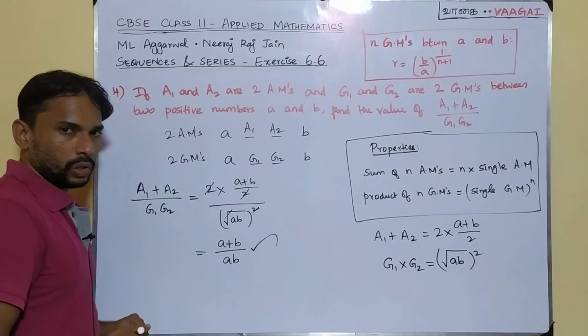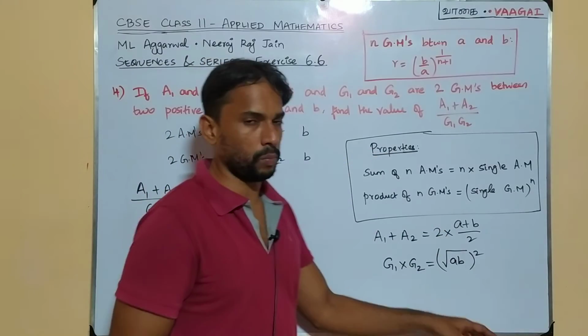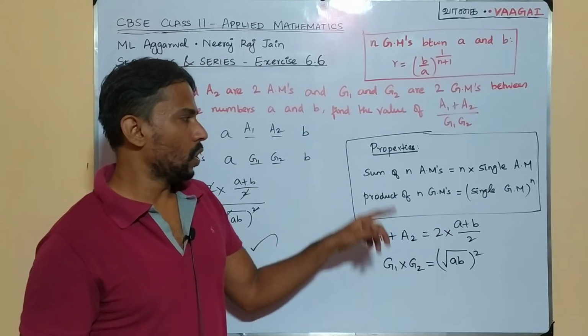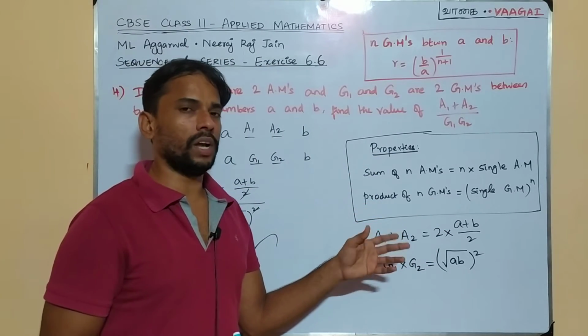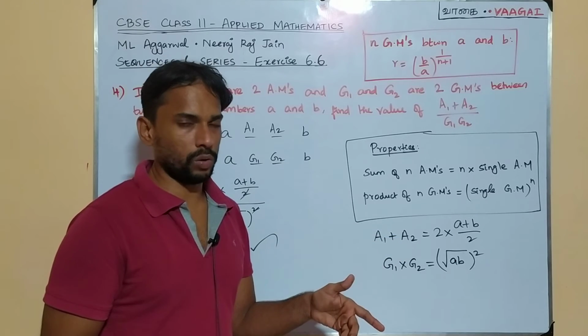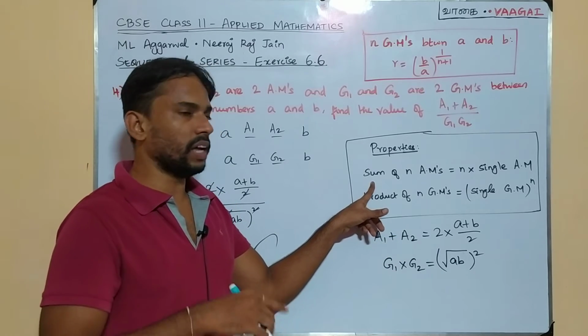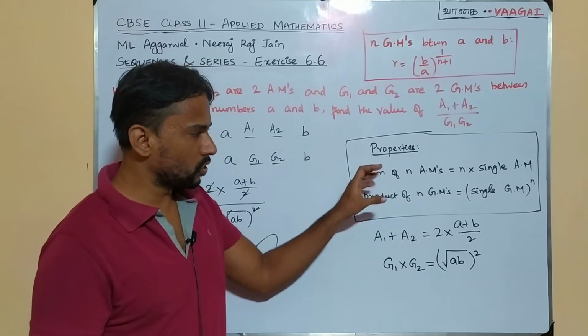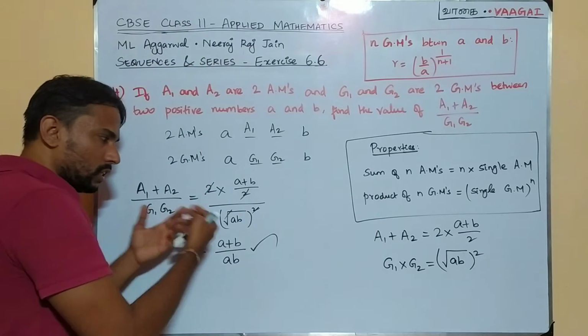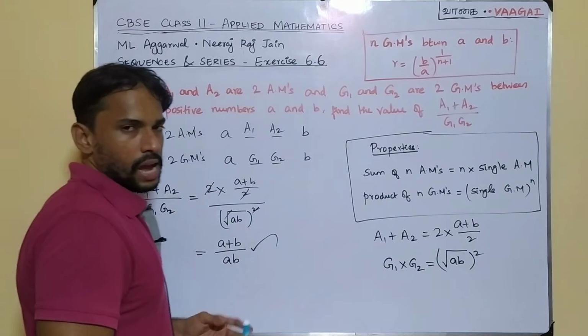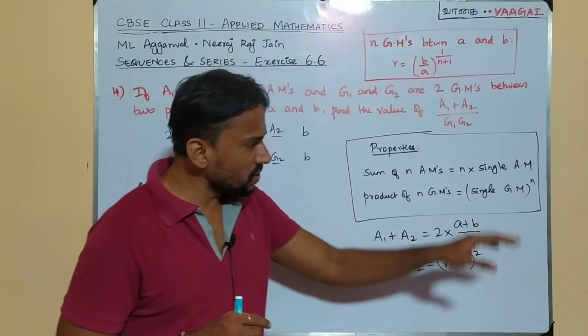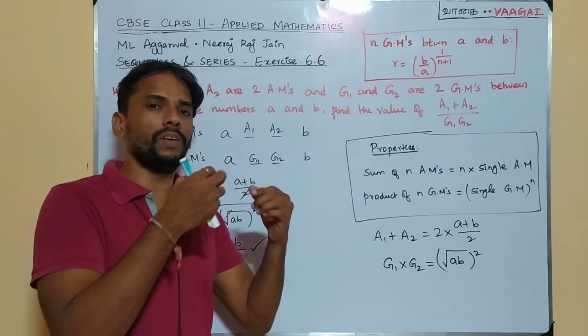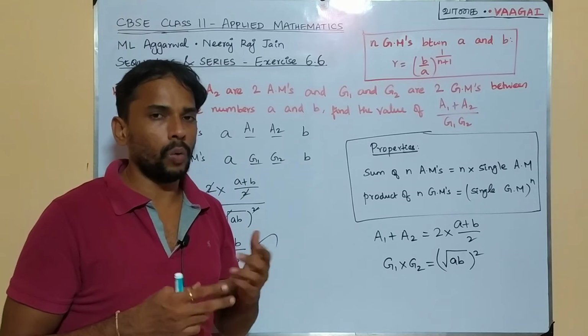I hope it is clear to you. The only thing is you should be sure with this property, okay? These two properties, one is based on arithmetic means, the other one is based on geometric means. So one is for the sum of n arithmetic means, the other one is for the product of n geometric means. If you are sure with this, then the way of solving this question is going to be very, very easy. And one more thing is, even without using this property, we will be able to solve the problem. How do we solve the problem?